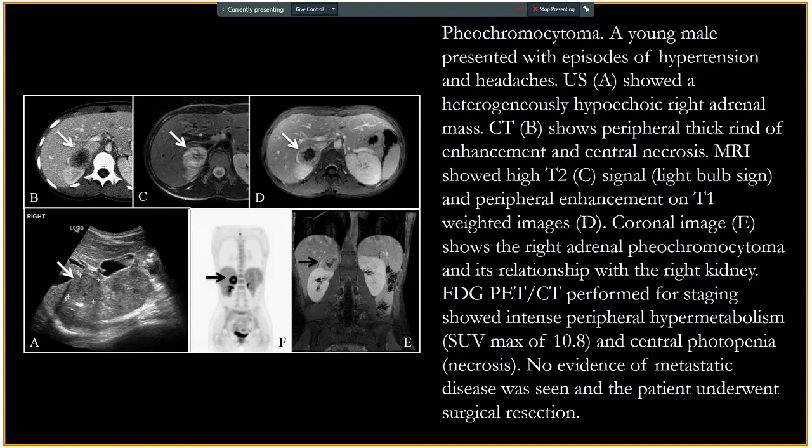Okay, so here's a good example with multiple images. We'll start with the ultrasound on the bottom left. So this patient was found to have this tumor in between the liver and the kidney. And so they underwent a CT first, where we see a mass arising from the right adrenal with peripheral enhancement and central necrosis, followed by an MR, where we see high T2 signal, peripheral contrast enhancement, seen here on the coronal image as well, and we see focal hypermetabolism. So this tumor was resected and they were found to have a pheochromocytoma.